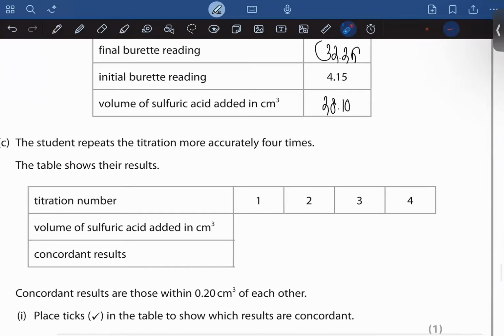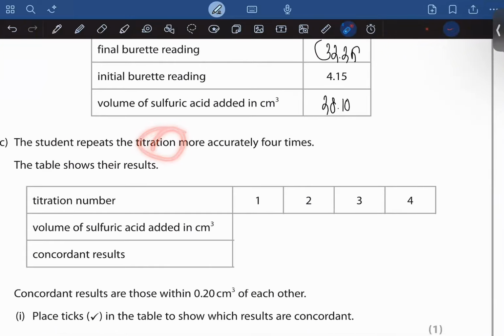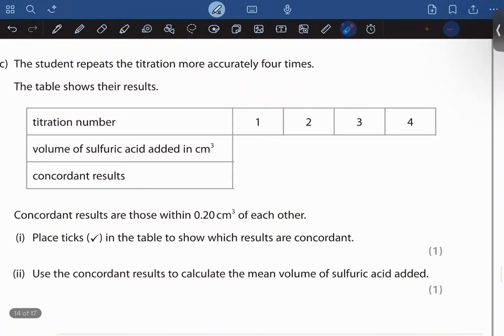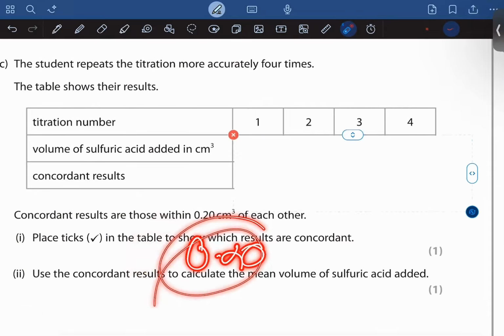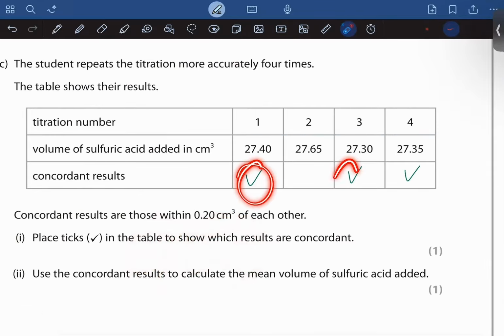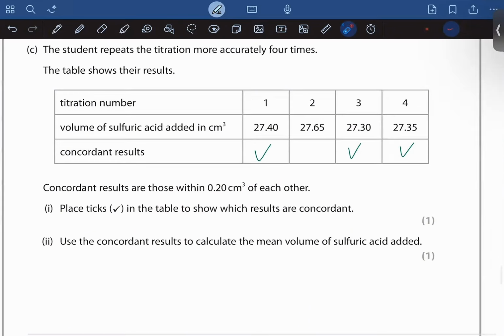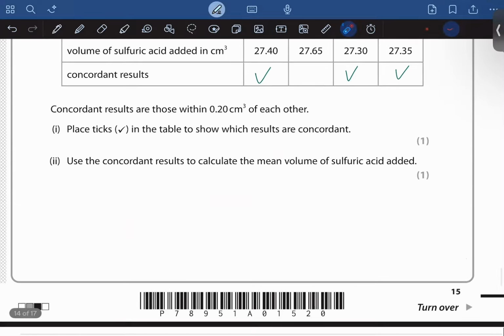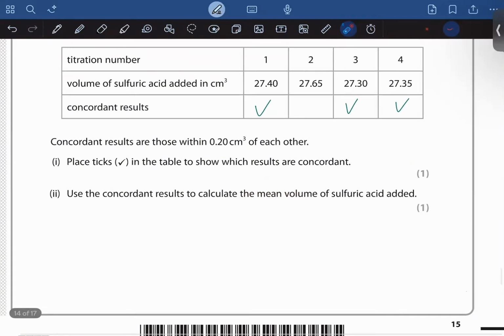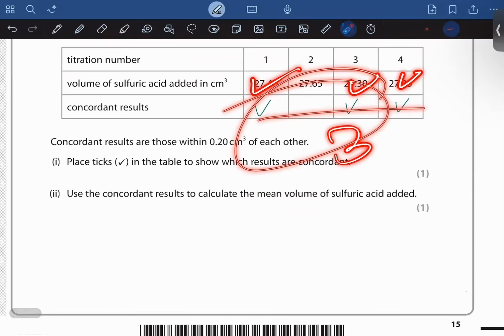Now, the student repeats the titration more accurately 4 times. The table shows the results. Now, it places a tick on the concordant results, and the concordant results are the ones that differ by 0.20. So these three are going to be my concordant results. To calculate, you use these results to calculate the mean. So this plus this divided by 3.